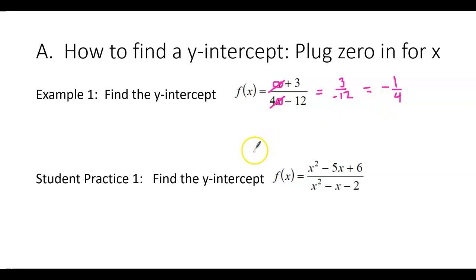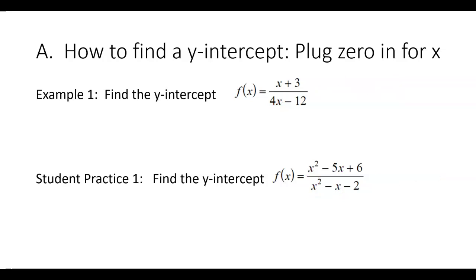Okay, so go ahead and pause the video here and see what you get for student practice 1. And when you unpause the video, you'll see the solution. And this is what you should have gotten. Anything with an x just goes away because you're plugging in 0, which leaves you with 6 over negative 2, which is negative 3. So this function here would have touched the y-axis at negative 3.